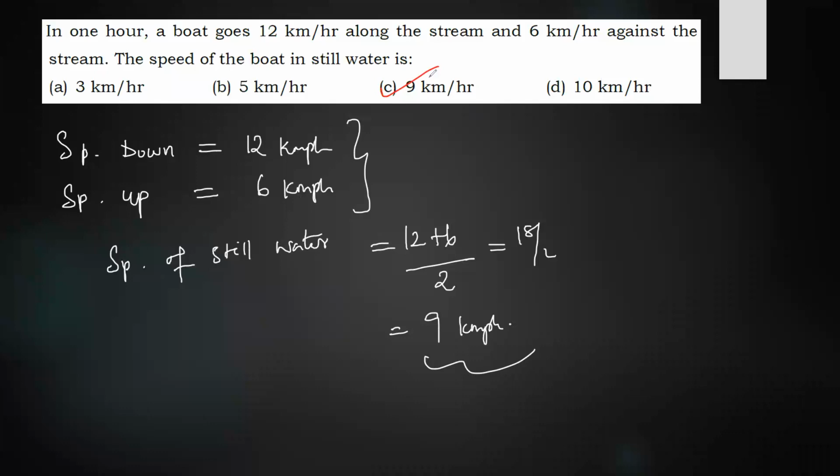So 12 plus 6 by 2. Again, don't write the formula. If you understand the concept, then directly apply the values. The average of 12 and 6 is 9. 9 km per hour is the final value.